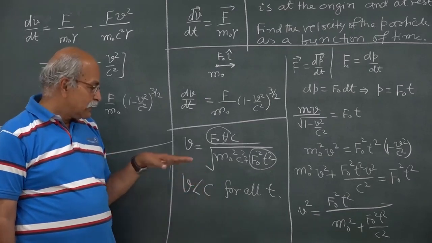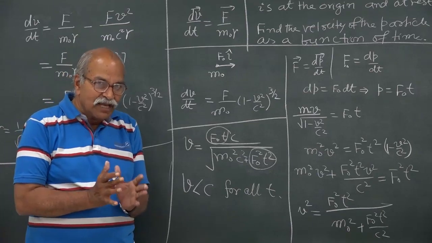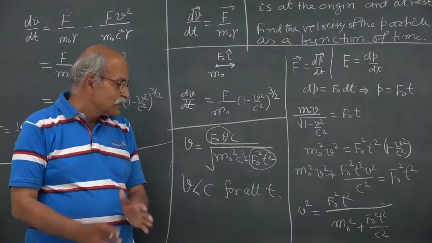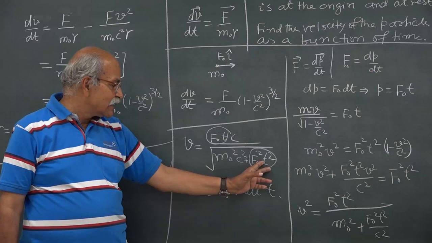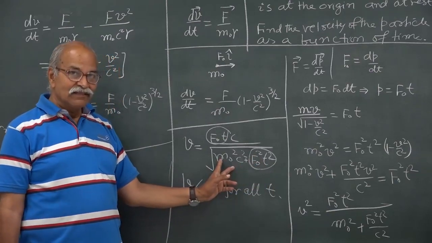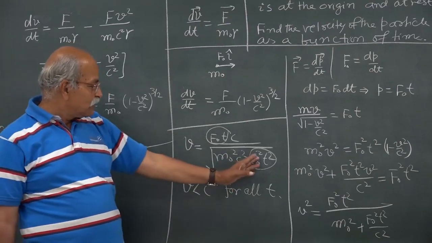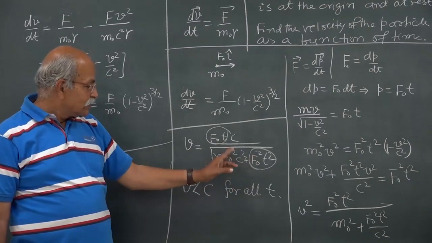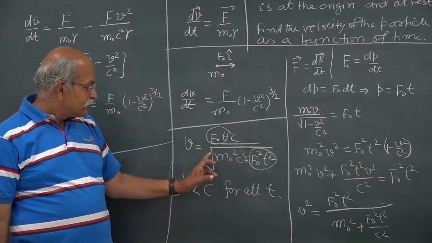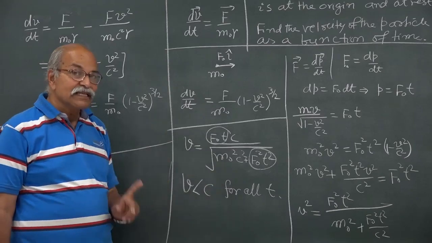And if velocities are small, that means you have applied force only for a small time, then F naught square t square is small compared to m naught square c square. In that case, if you can neglect this, then the c will cancel, and this will be m naught F naught t by m naught, which is the classical result.